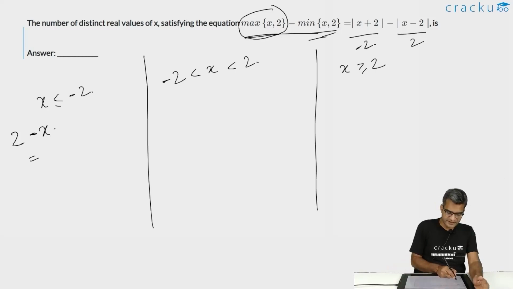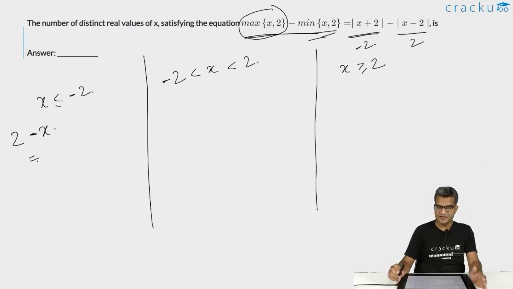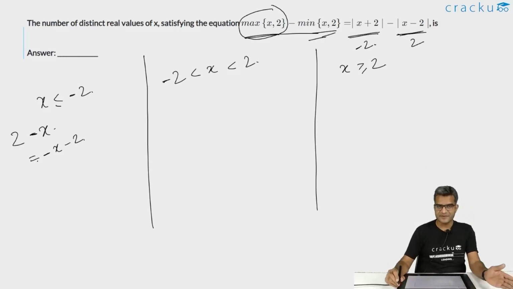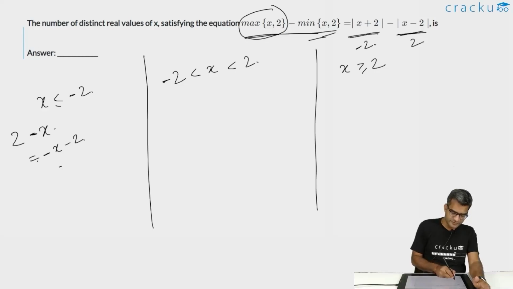This is the left hand side. And what is the right hand side? The right hand side is modulus of x plus 2. Here we have deduced that x is less than minus 2. So x plus 2 will be negative. So modulus of x plus 2 will be minus x minus 2. And what is x minus 2? X is less than minus 2, so x minus 2 will also be negative. So modulus of x minus 2 will be 2 minus x. So this will be minus 2 minus x.